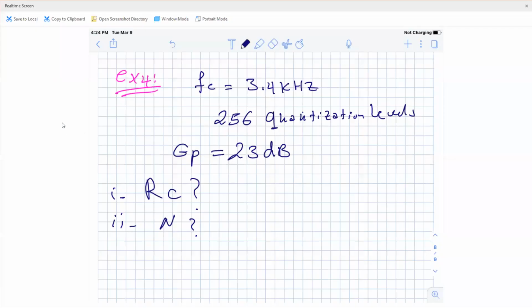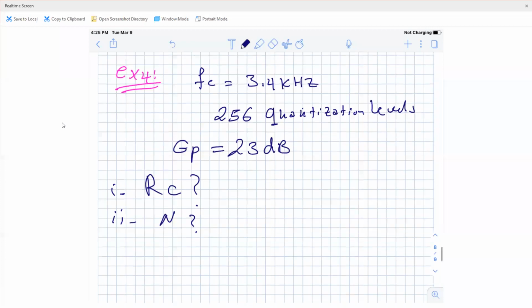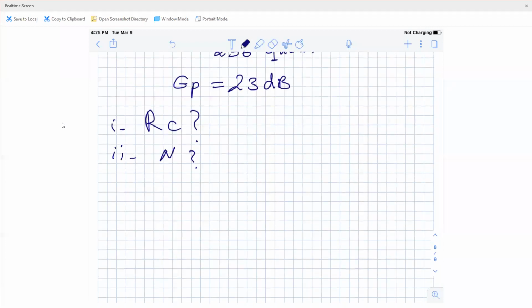Now, you can see FC is 3.4 kilohertz, and we have 256 quantization levels. GP is 23 dB, and RC and capital N are the missing parameters that are required to be determined. First of all, you have to convert the processing gain into a ratio.